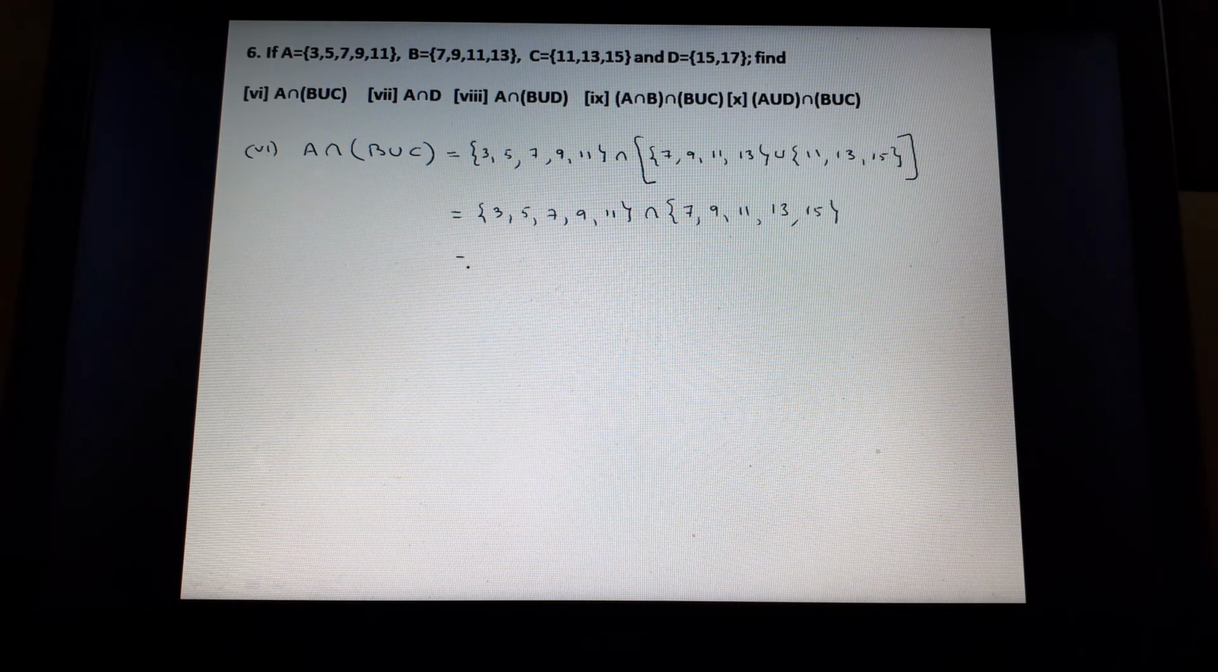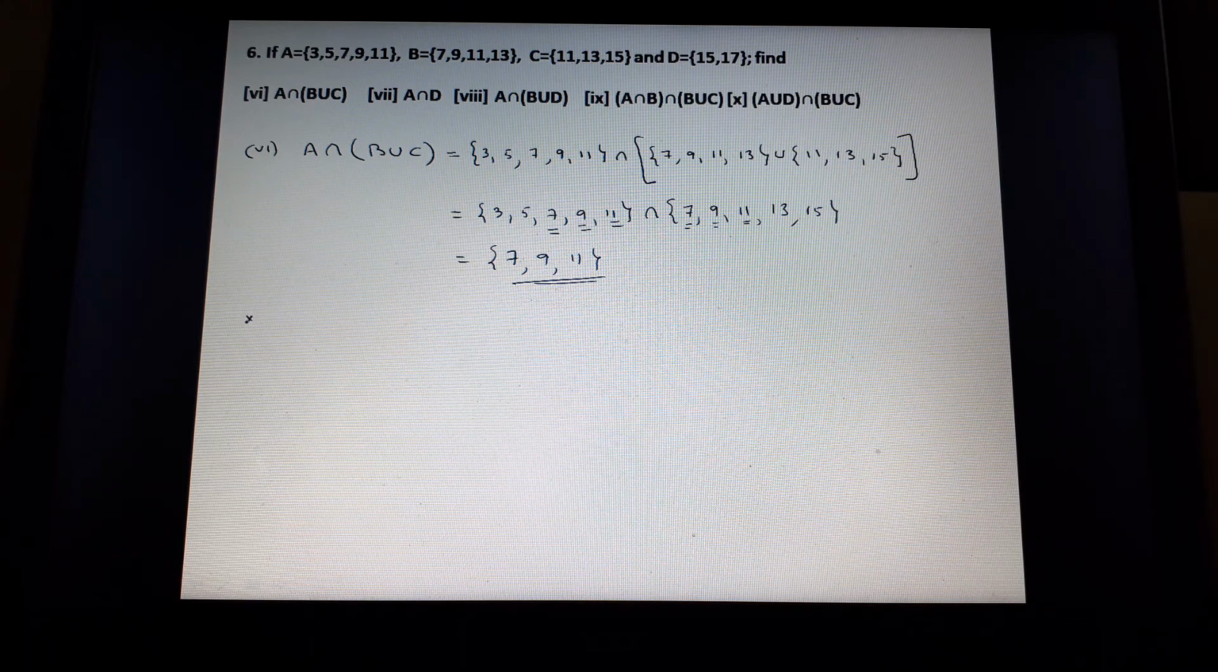Now this you have to take the intersection. So what is common? 3 is not there. So I think 7 here, 7 here. Therefore definitely I have to write 7. Then 9 here, 9 is here. I have to write 9 also. Then 11 is here, 11 is here. I have to write 11 also. This is the answer. Now same way, let us do this last question, say 10th question.